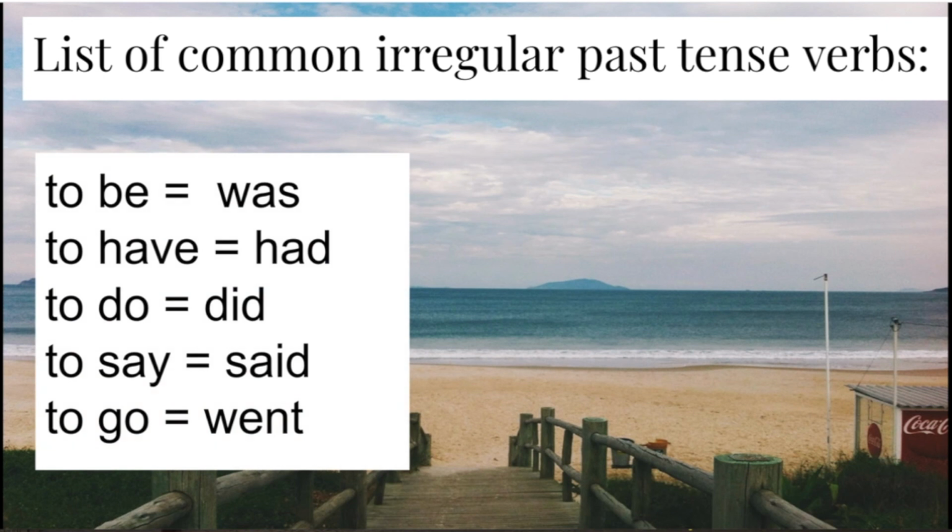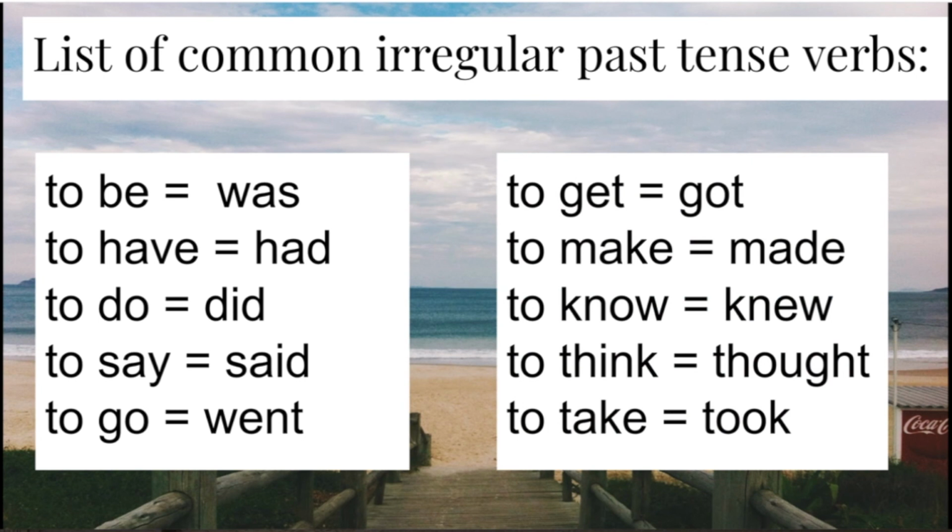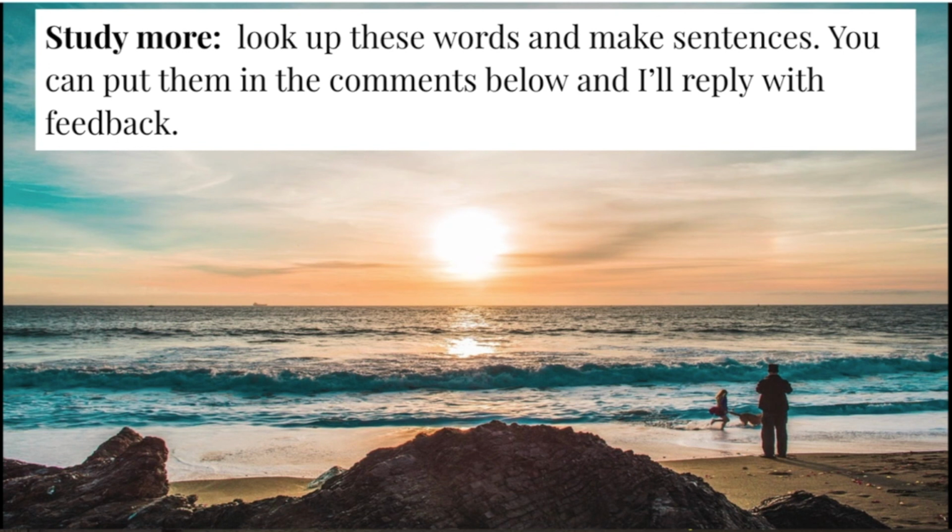Here's a list of common irregular past tense verbs. Was, had, did, said, went. Got, made, knew, thought, took. Practice your pronunciation of those words. Study more. Look up these words and make sentences.